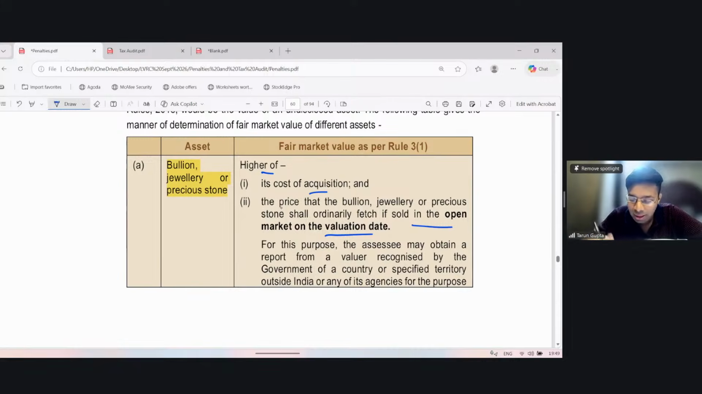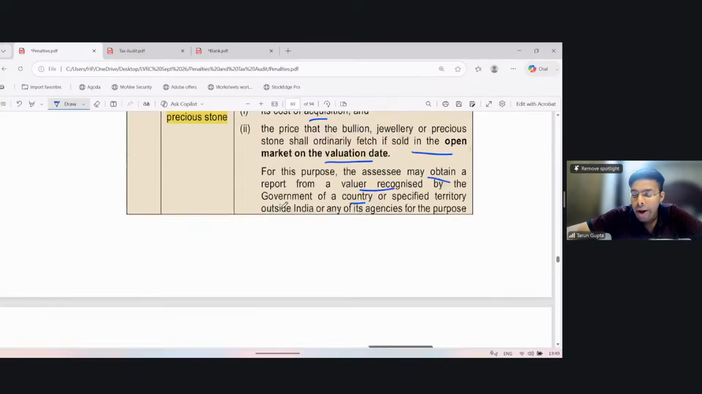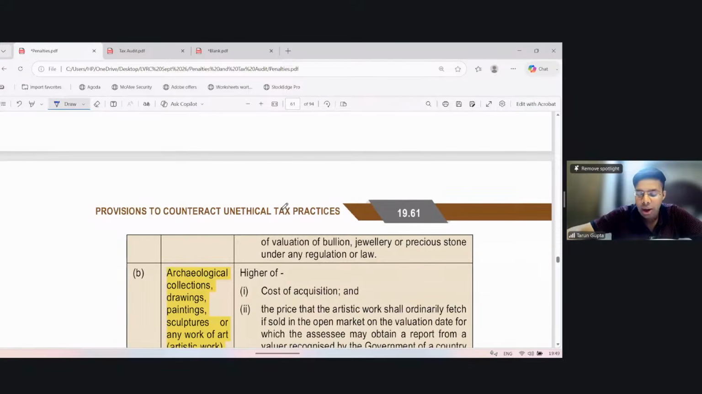So it says, for this purpose, the assessee may obtain a report from a valuer recognized by the government of that country in which the asset is located, or any agency for the purpose of valuation under regulation of law. Okay. So if there is any agency which is empaneled with the government of a foreign country, then you can take a report from such agency, and the value so determined in such report shall be deemed to be the FMV of bullion, jewelry, precious stones, right? And the FMV for black money shall be the higher of the cost or the FMV so determined, right?